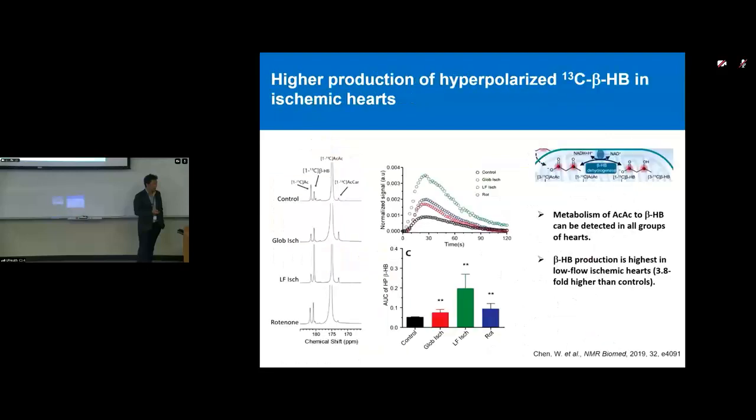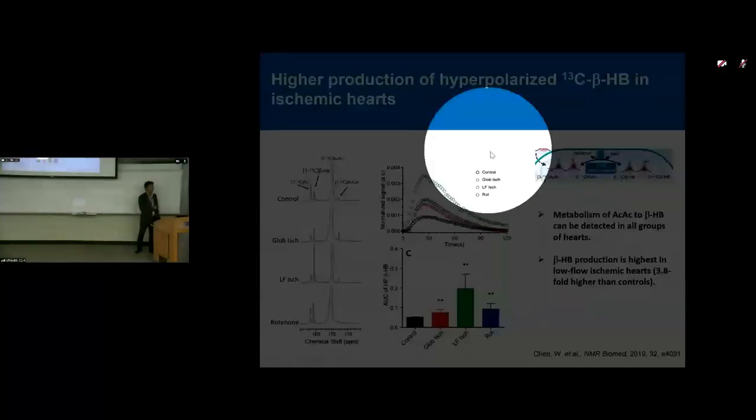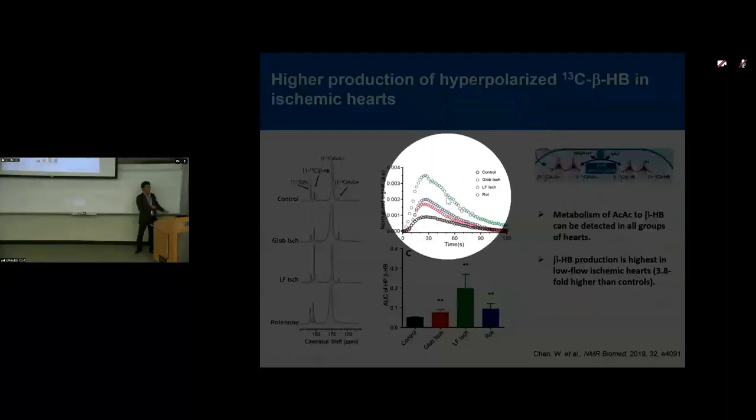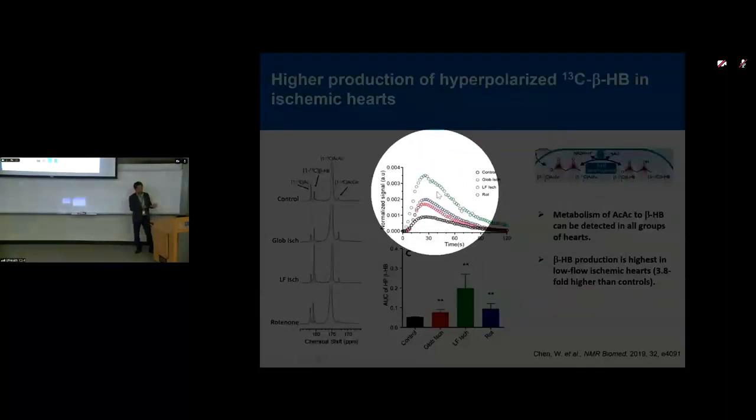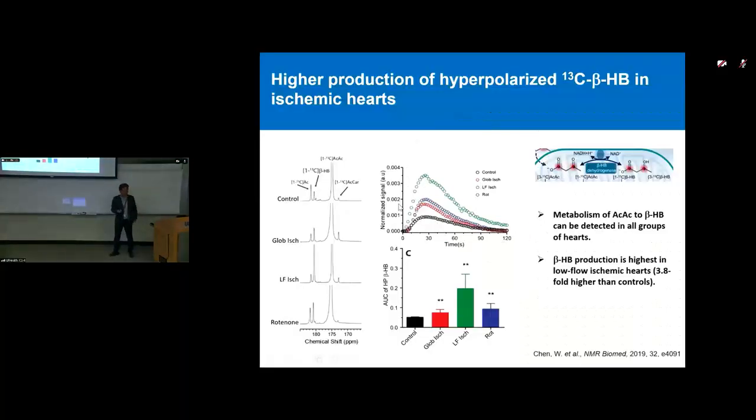Again, this is the time course of the signal of beta-hydroxybutyrate. Visually, you can see that when we have the ischemia or rotenone, the signal is increasing to a much greater degree than when you look at the control heart. And you take the area under the curve.